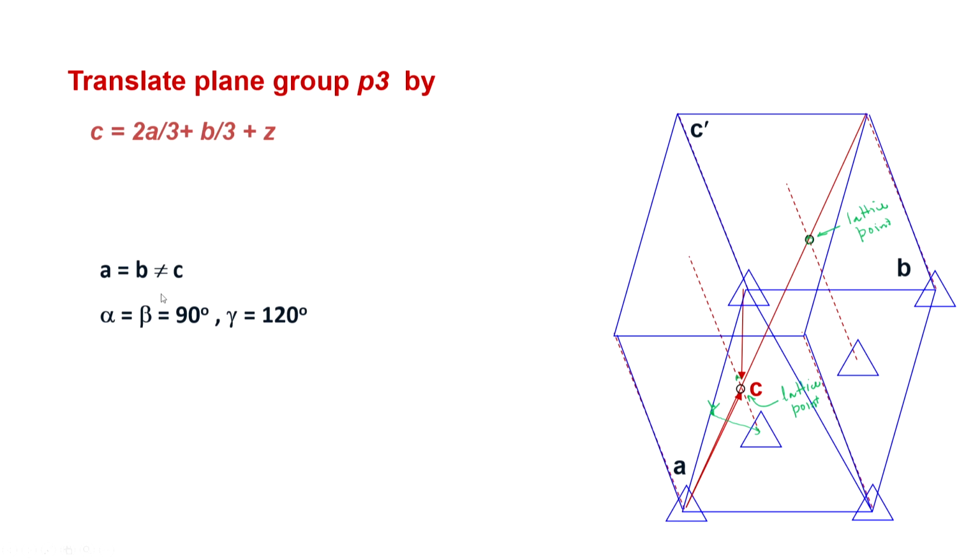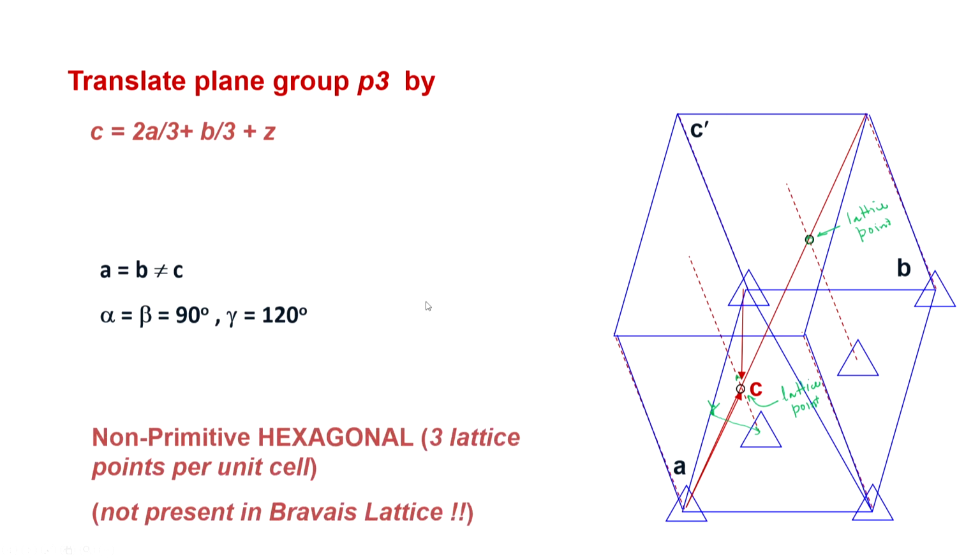From the constraints on A, B, C and alpha, beta, gamma, one can see that this is a hexagonal crystal system, but the unit cell has 3 lattice points per unit cell. So, lattice points from the corners, and then there are 2 lattice points inside the cell. This kind of a cell is actually not present in the Bravais lattice, though it is a valid unit cell, but we can do a little reconstruction.